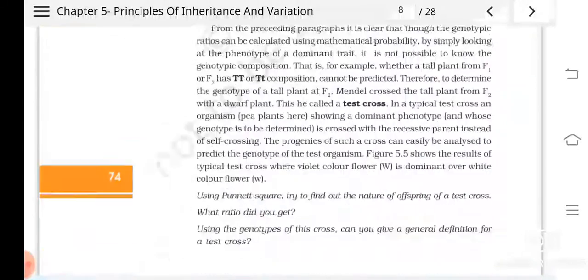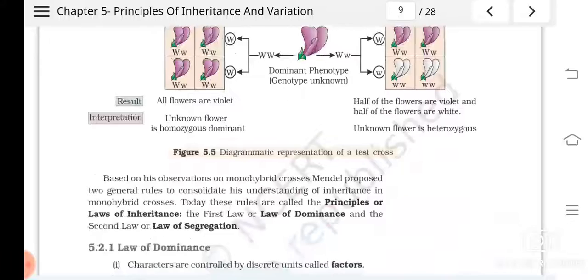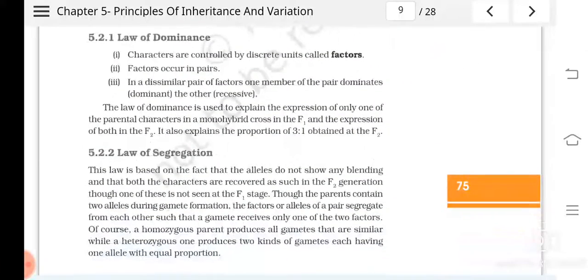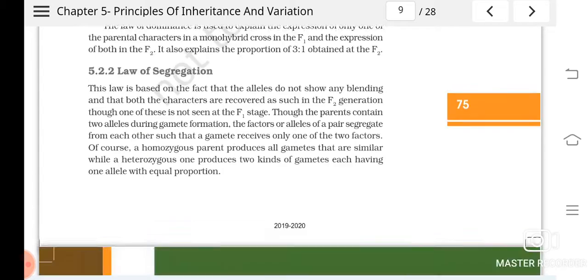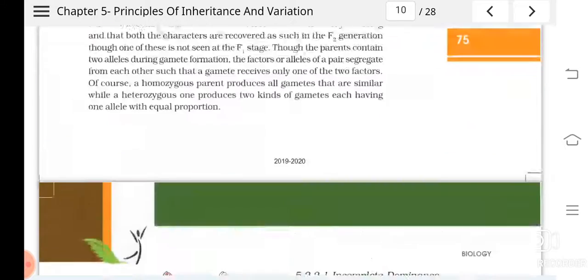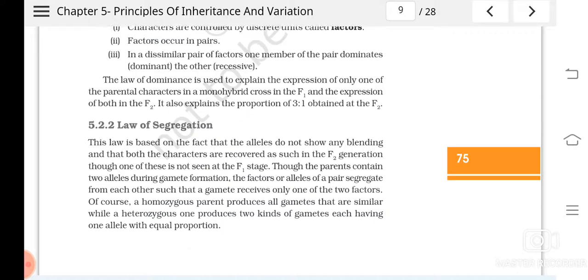Then we have studied about the test cross, isn't it? Test cross is what? A cross where the F1 generation is crossed with the recessive parent. In that, what happens is the progeny will be produced in 1:1 ratio, and this is called a test cross because it is used for testing or identifying the genotype of the dominant parent, isn't it?